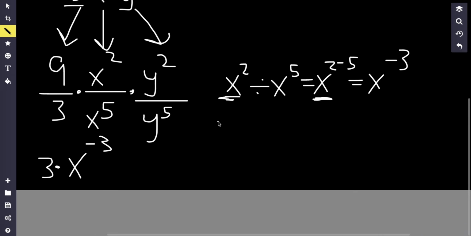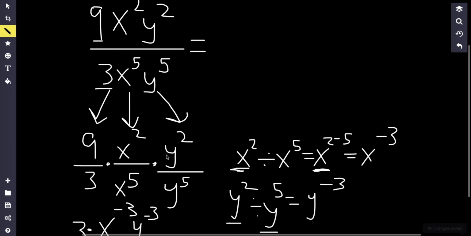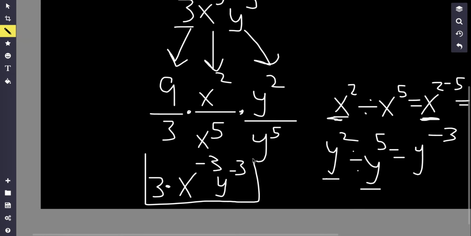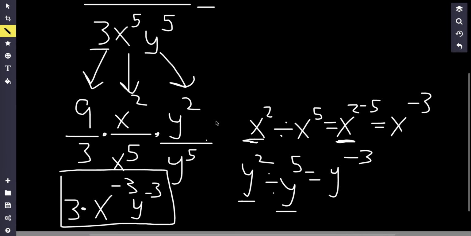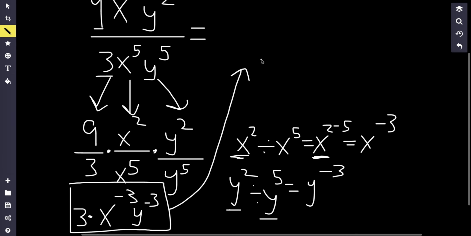And same thing for the y's. Y to the 2nd power divided by y to the 5th power. What you do, so right over here, is keep the base of the exponent. In this case, you keep the y, and you subtract the exponents. So 2 minus 5, that's negative 3 once again. And there we go. Our answer is 3 times x to the negative 3 power times y to the negative 3 power. And you can also rewrite this in another way using the properties of negative exponents.